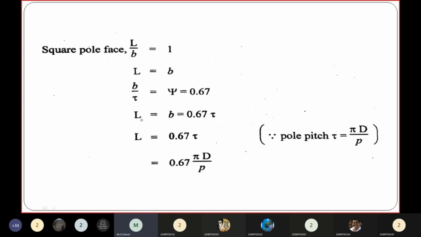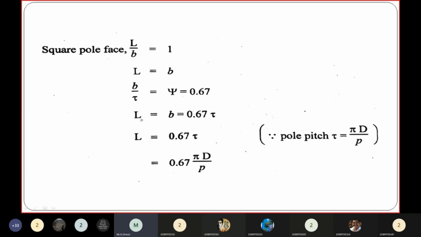So next we know that for square pole face L equal to B. B by tau is nothing but psi, it is 0.67. So in order to equate, L equal to B is nothing but 0.67 times tau, where tau is the pole pitch, whose expression is pi D by P. Now substitute it here in the L value.